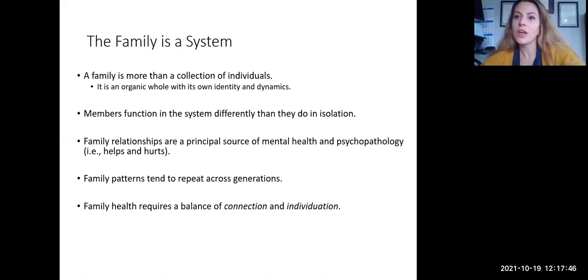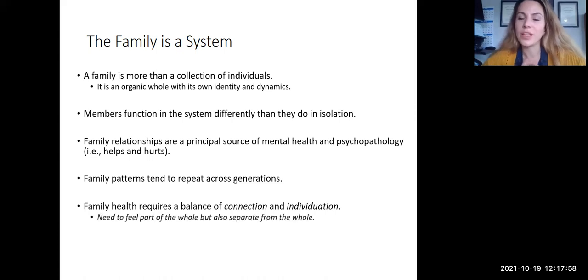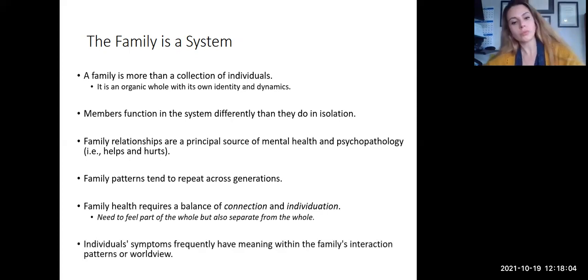So how do I have the connections that I need in my life so I have just enough support, but also have that level of individuation and autonomy and agency that I can continue to make healthy choices and decisions, even if that stresses or sort of upsets the current status quo.